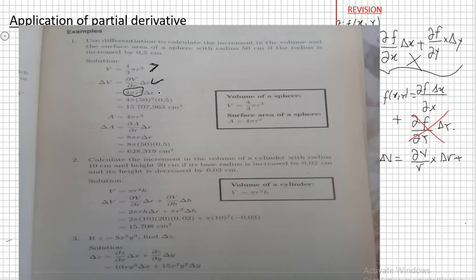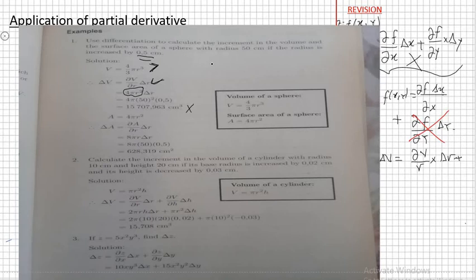So now from this stage we can replace the variables with the values given in the problem. We have the radius, which is 50 centimeters, and as they say the radius increased by 0.5 centimeters, so that 0.5 represents the change in radius. So you just need to look at the change in this relation here, and then you replace it, and when you compute you end up with the change in volume.